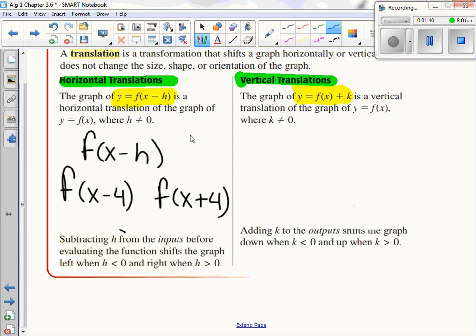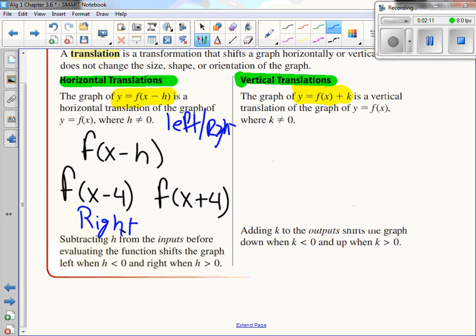So we could have something like f of x minus 4 and f of x plus 4. Now, when we talk about horizontal, we're moving to the left or right. It's either going left or right. And now the sign of the number is going to be a little misleading. Because if we have f of x minus 4, it's going to seem like it's going to the left because we're talking about negative 4. But it's actually moving to the right.